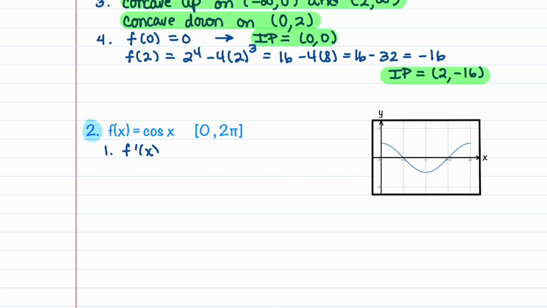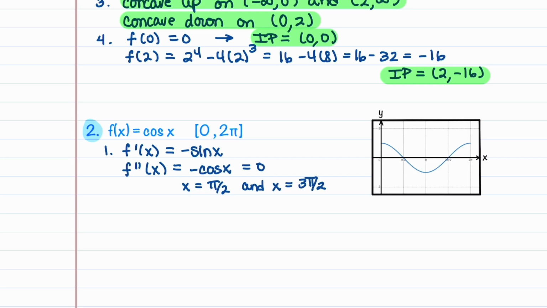f prime of x is the derivative of cosine, which is minus sine x, and then f double prime of x is the derivative of minus sine, which is minus cosine x, and we're going to set that equal to 0. Between 0 and 2 pi, cosine is going to be equal to 0 when x is pi over 2 and when x is 3 pi over 2. These points then are possible inflection points.